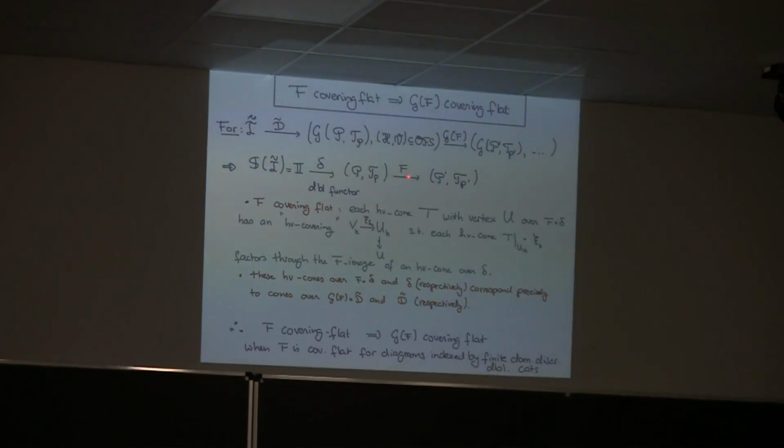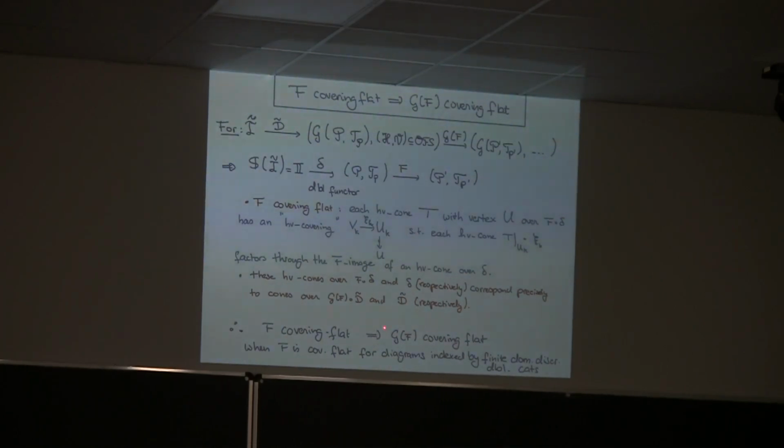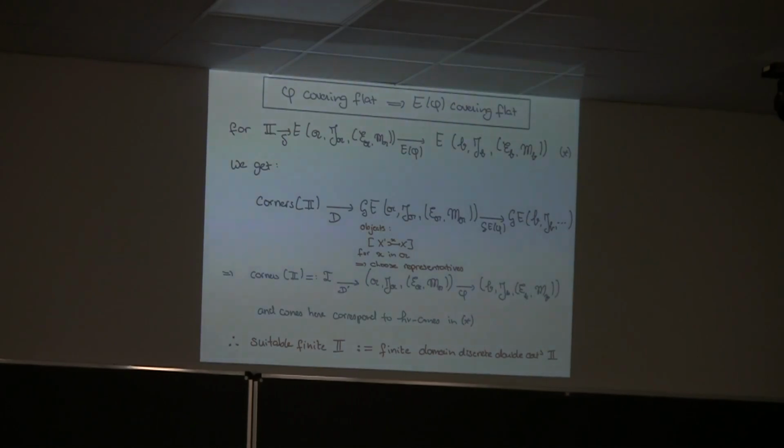F was covering flat, so I can play the game with the H P cones, but if I translate that back, those are precisely corresponding to regular cones on the Grothendieck part. So I do get that if F is covering flat, GF is that. And if I go the other way, I need to be slightly more careful.